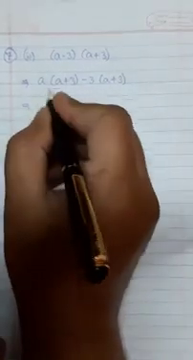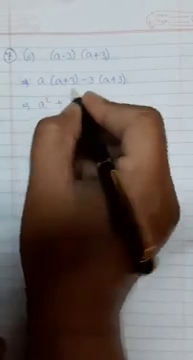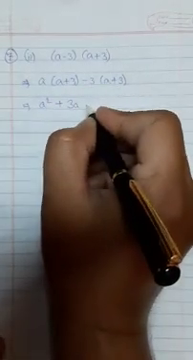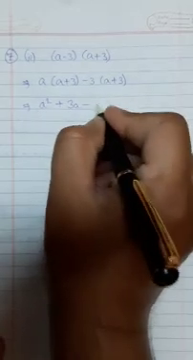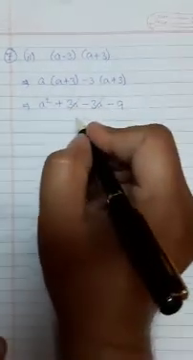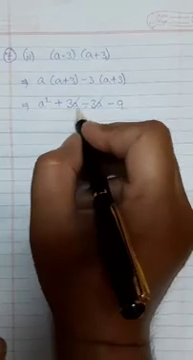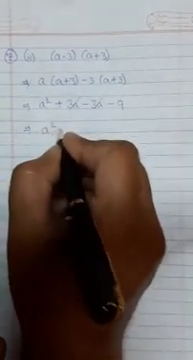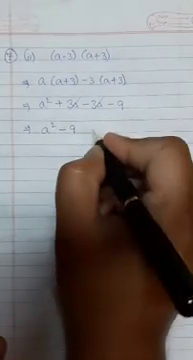Simplifying it further, a into a is a square, plus into plus is plus, a into 3 is 3a. Minus 3 into plus a is minus into plus is minus, 3 into a is 3a, minus into plus is minus, 3 into 3 is 9. Plus 3a and minus 3a are going to get cancelled. Like 1 minus 1 is 0, similarly plus 3a minus 3a is 0. So the final answer will be a square minus 9. That becomes our final answer.